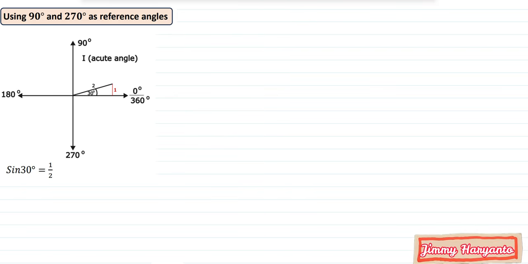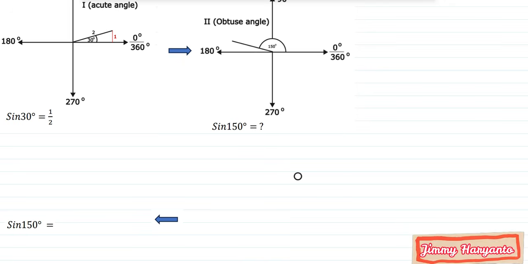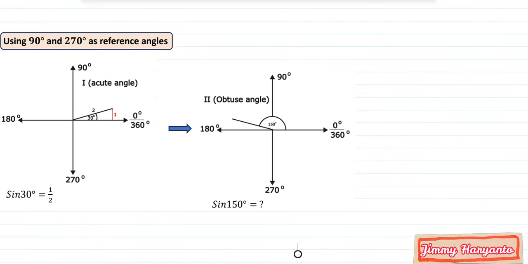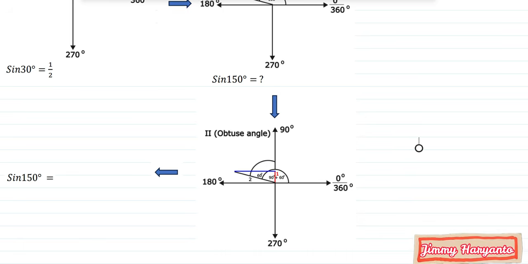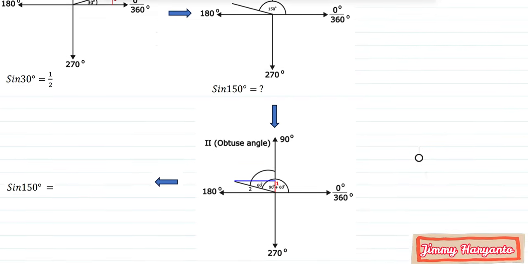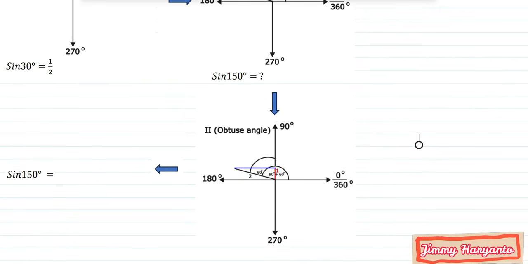Let's say I have 30 degree in the first quadrant. The value of sine 30 degree is 1 over 2. And then next, I have this obtuse angle 150 degree, and I want to find the value of sine 150 degree. So first, let's create the triangle. Because we use 90 degree as the reference, the 150 degree will be changed into 90 plus 60. Because we are focusing on the 60 degree, the triangle will become like that.